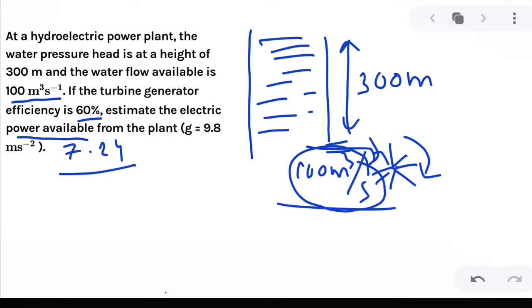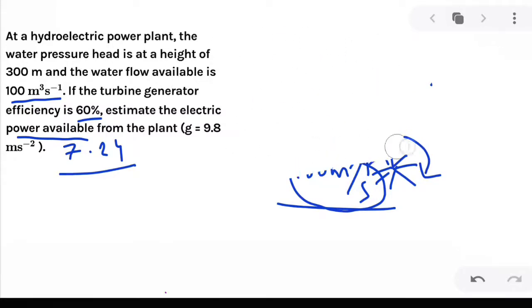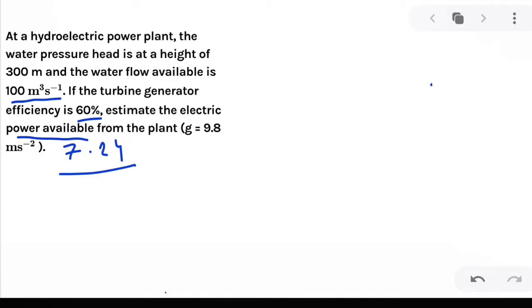Now the turbine generator efficiency is 60%. So what is the electric power available from the plant? This is the question. Now basically, see, this question deals with power. So we need to know the formula for power. So what is power? Power is work done per unit time. So work divided by time.